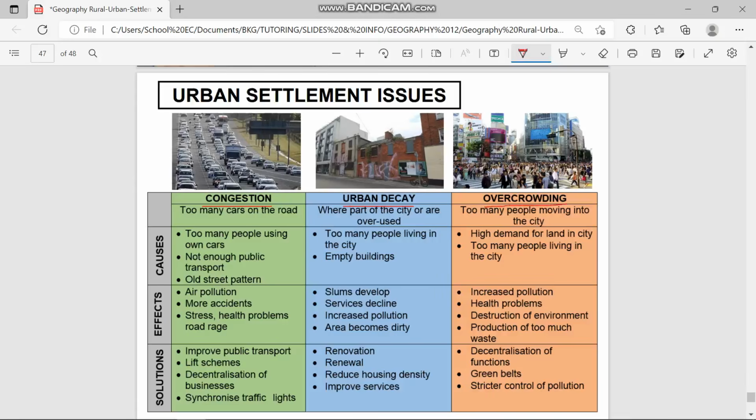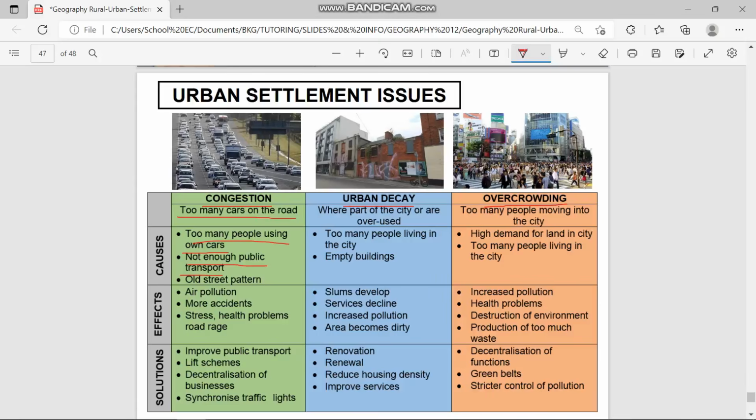In terms of congestion, what are the causes of congestion? Congestion is because there are too many cars on the road. That's the definition of it in terms of this particular concept. There are too many people using their own cars. If people were not using their cars, there would be few cars on the road, meaning less congestion. I think you understand. Not enough public transport. People are not using public transport because there is not enough of it.